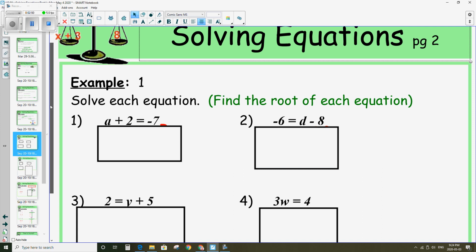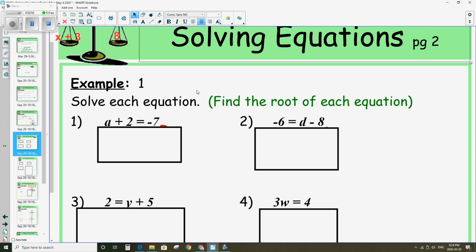All right, so to solve an equation, find the root of each equation. Find what this letter needs to be so that the right side is balanced with the left side. So, something plus 2 is equal to -7. Some of these you can probably do in your head, but I'm going to show you a process that you need to use for tougher questions.